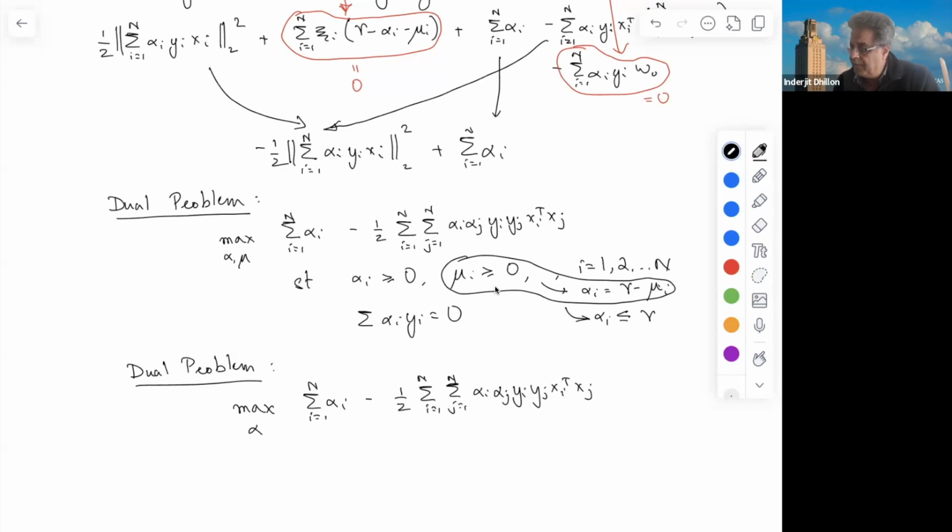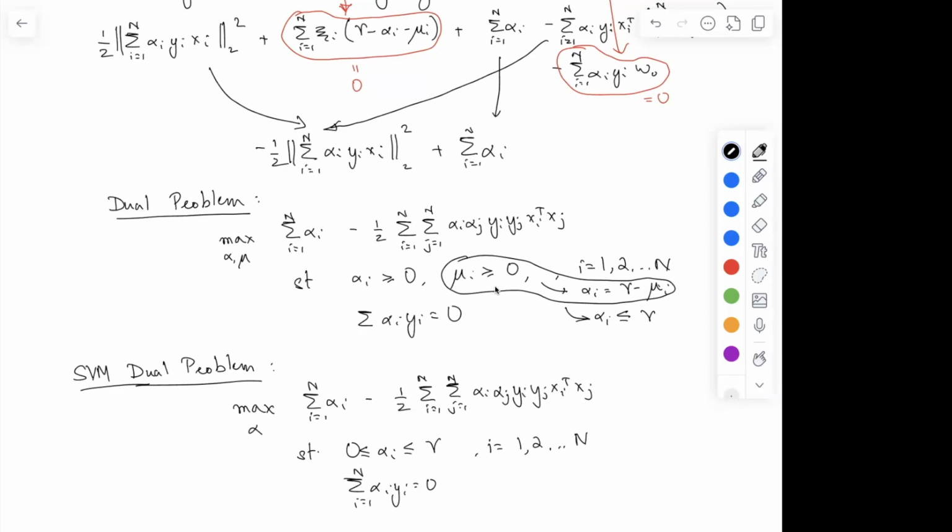Okay, such that now I have that alpha i is not only greater than or equal to 0, it's actually also less than or equal to gamma for i equals 1, 2 through n, and the balancing constraint. Okay. So does that make sense? Sorry, I ended up... No, that makes sense.